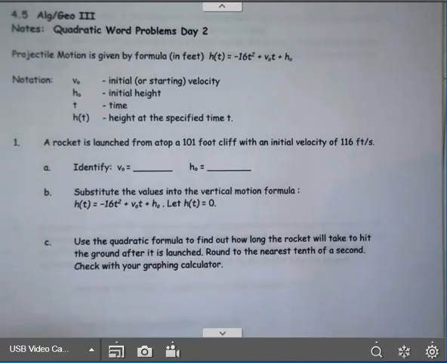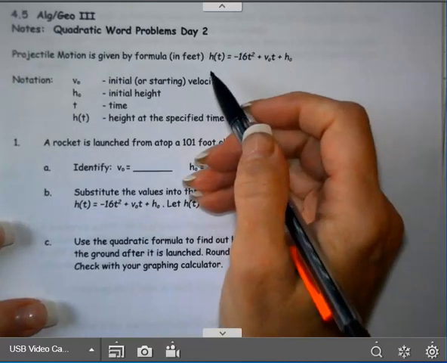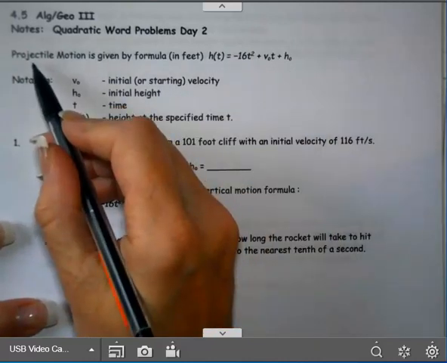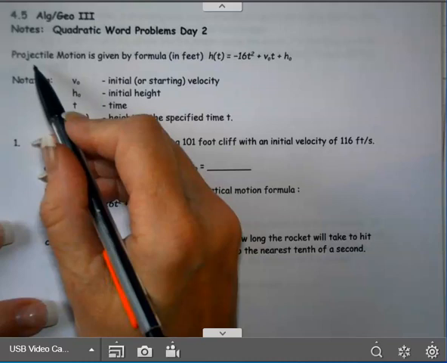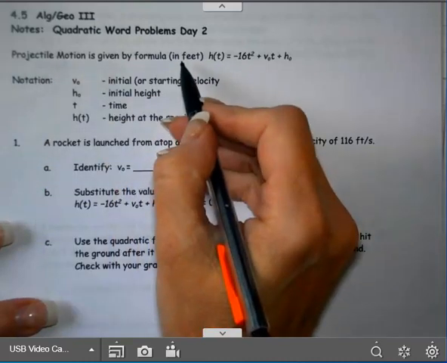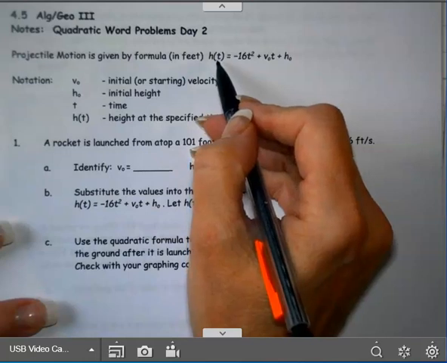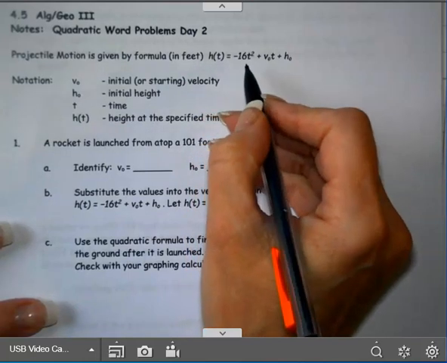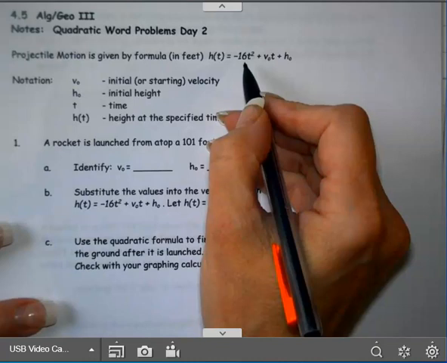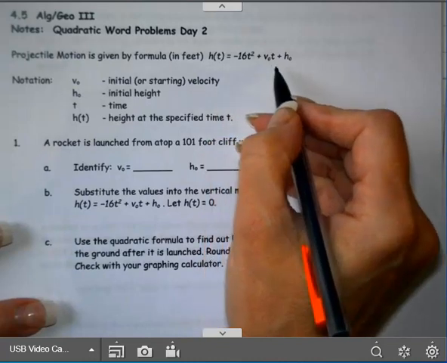Today we're going to be doing some math with a physics formula, which is a quadratic. And the one that we're going to look at is projectile motion. This formula is in feet. And we have the height at a given time is equal to negative 16 t squared plus v naught.